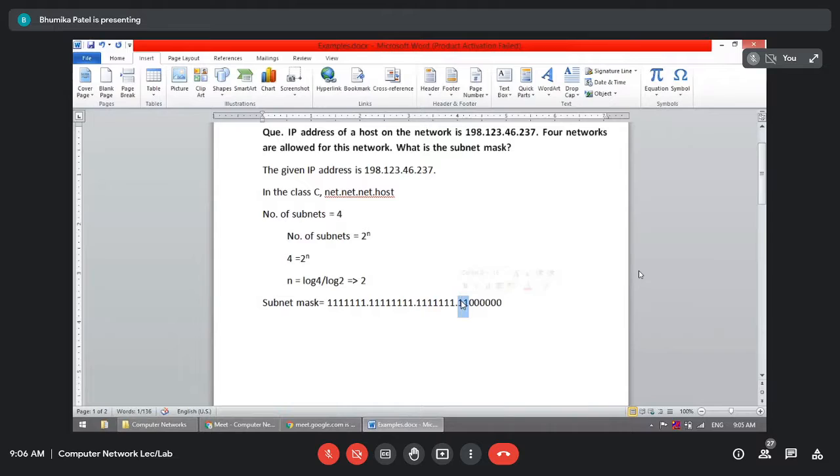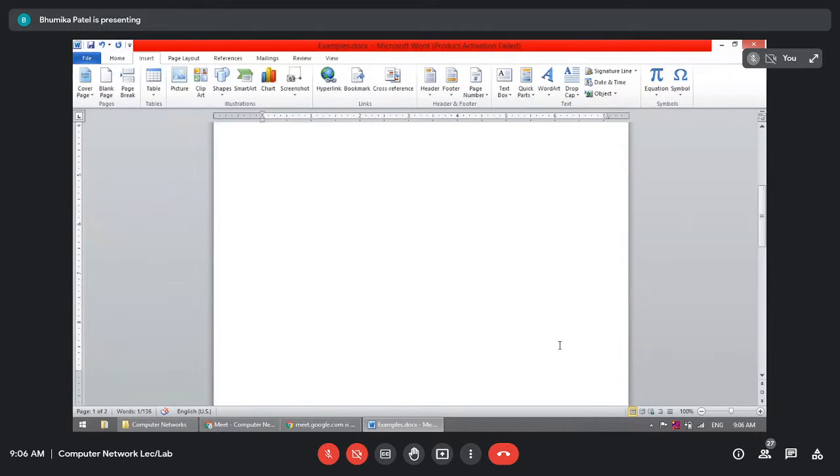You have to identify how many extra ones or how many zeros will be there in the subnet mask. Okay, so if we are given the subnets, we can find the value of them. If we are given the number of hosts per subnet, then we can identify the value for the zeros. How many zeros will be there?